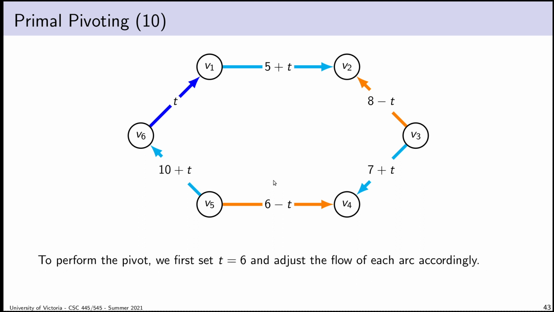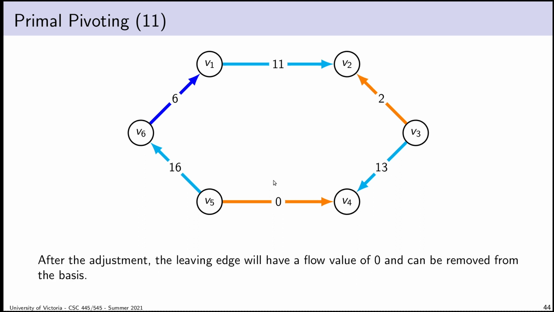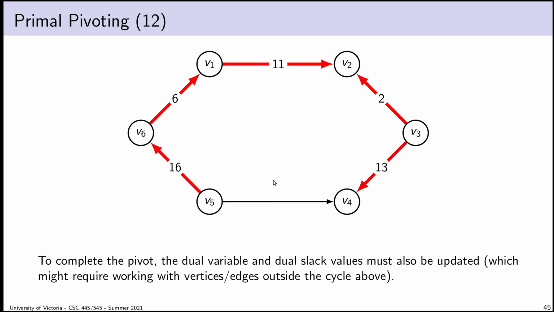So now I set t to equal 6, and I adjust the flow to each arc. And when I'm done, my leaving arc will have a flow of 0, and therefore it can become non-basic. And that means I am now done my primal pivot. Now, to complete the pivot, I've already recomputed the flow values. Only the things in the cycle need new flow values computed.